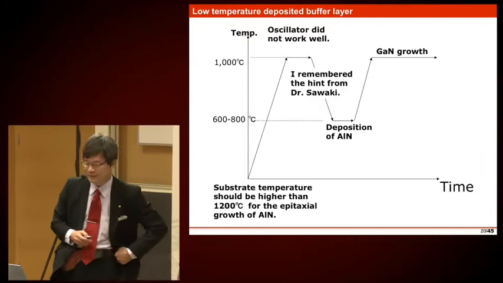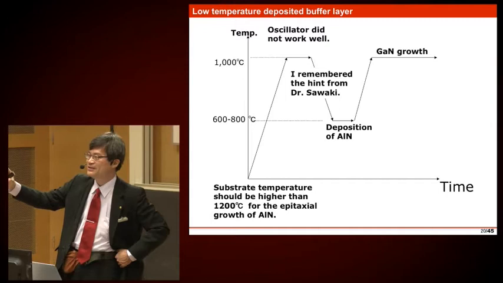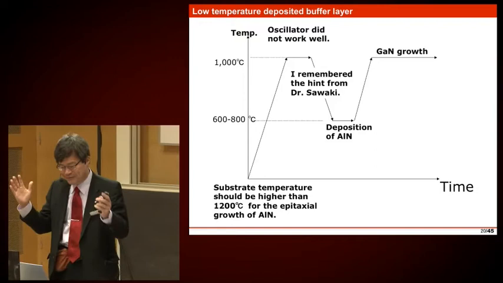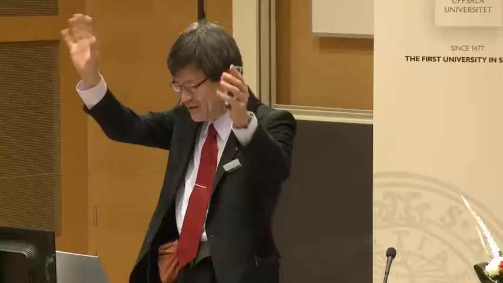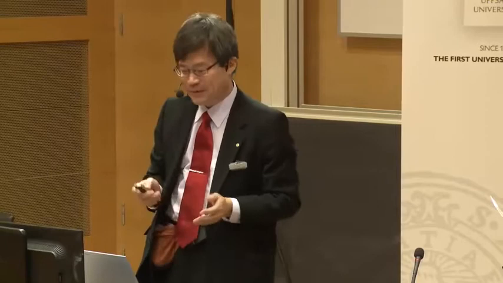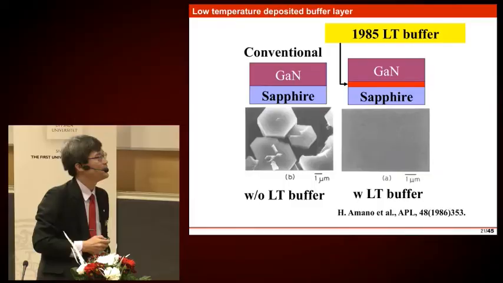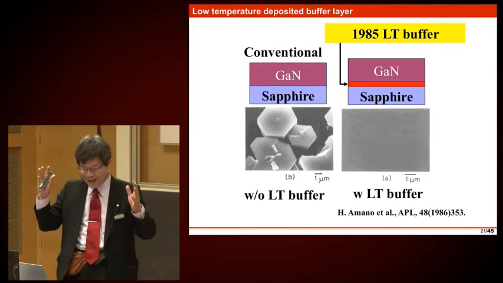And when I took the sample out from the reactor, it was perfectly smooth and perfectly transparent. So my first impression was, that's a mistake, I forgot to supply the gallium source. But when I checked the reactor, all the valves had operated properly. So I observed the surface by Nomarski type optical microscope and found that it was atomically flat. I was astonished.